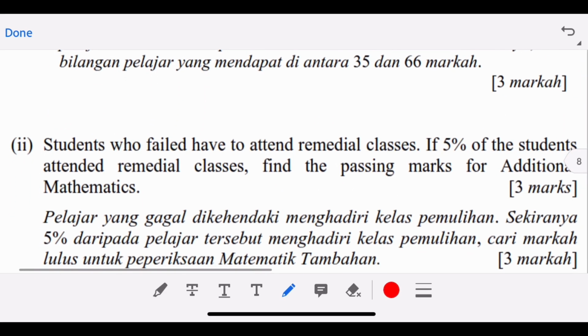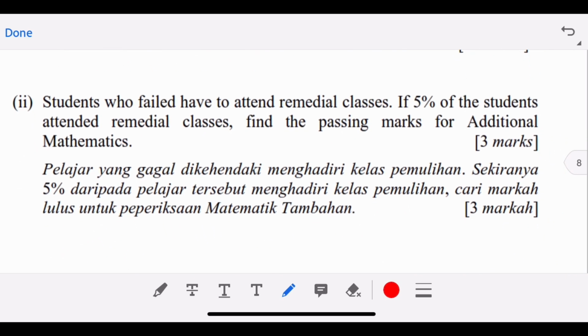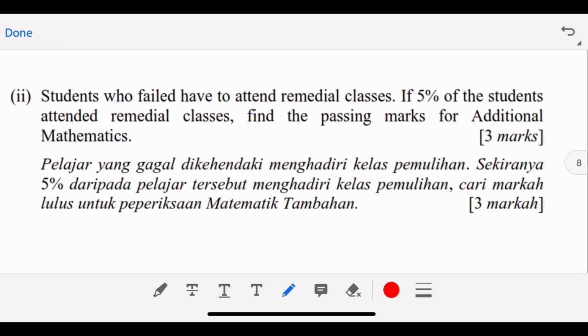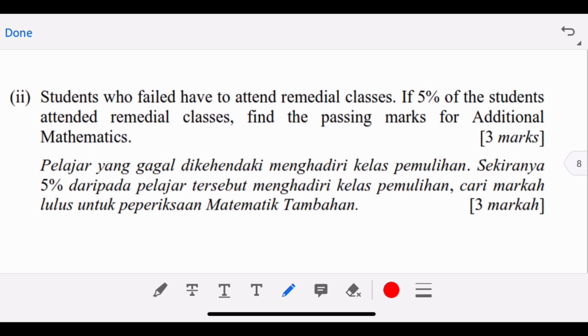Alright, so for number 2, students who fail have to attend remedial classes. Okay, if 5% of the students attended remedial classes, find the passing marks for additional mathematics. Okay, so this is the part that I say you are given the probability value, then you are asked to find back the z-score, and then after you get the z-score, only then you can find the x, which is actually the marks for the student passing the additional maths exam.